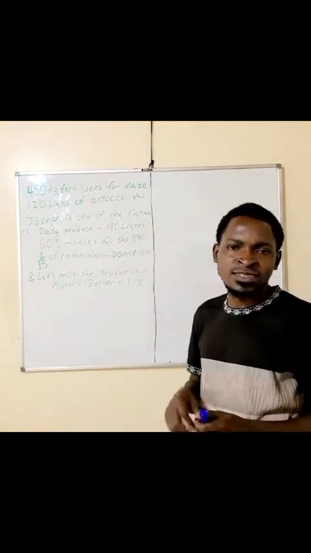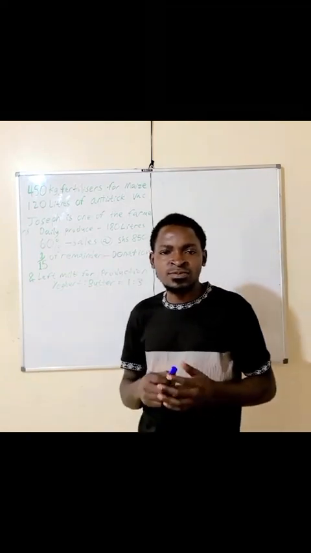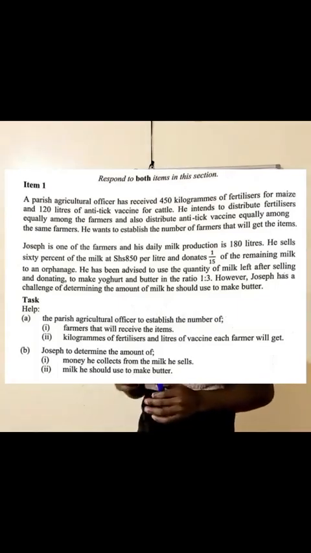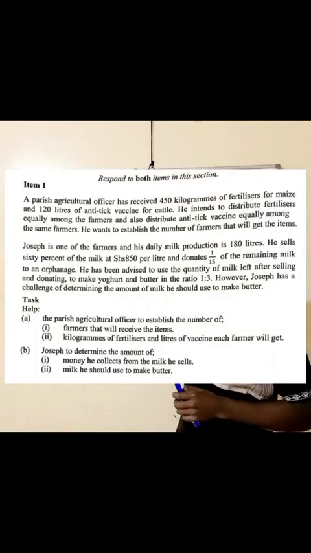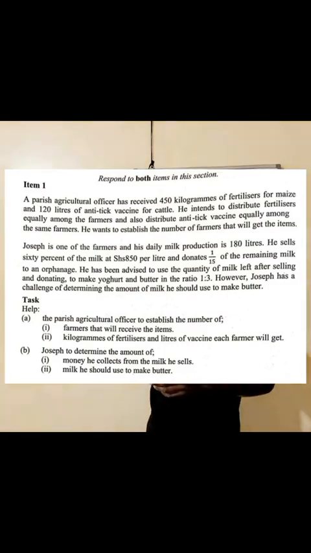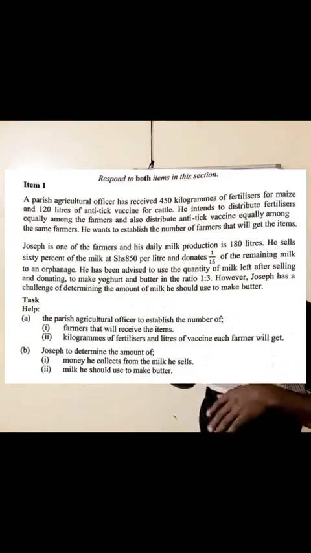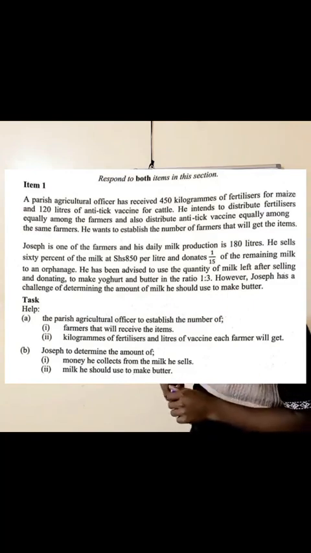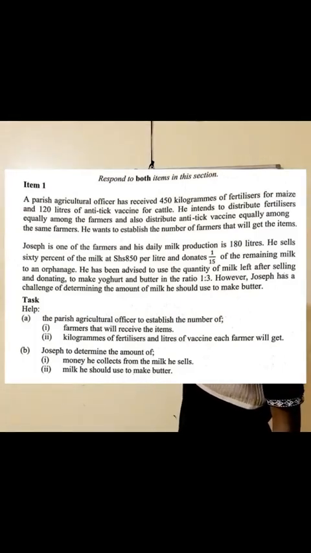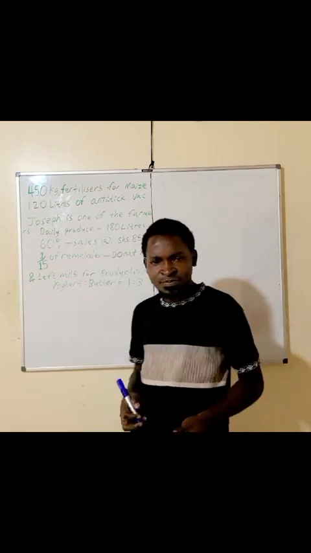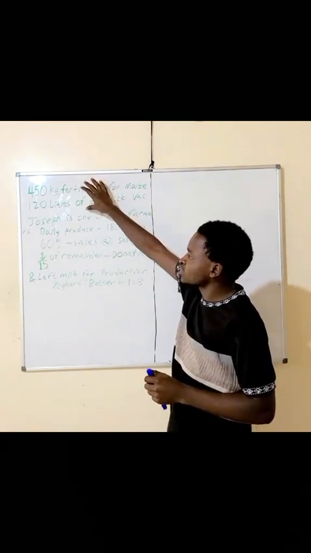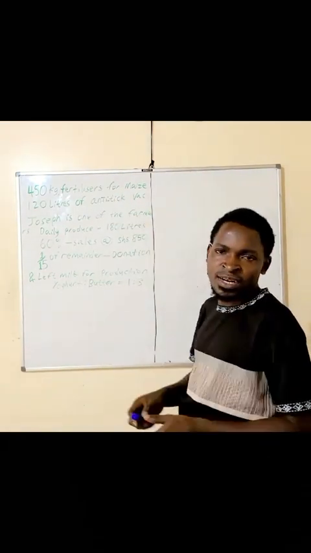Today we are going to solve item 1, UCE 2025 Mathematics. It says that a parish agriculture officer is given these two items, the fertilizers of maize and the active vaccines. He received these two items to deliver them to the farmers in his parish. He received 450 kilograms of fertilizers and 120 liters of active vaccines to give to his farmers. He wants to divide these two items equally amongst the farmers.